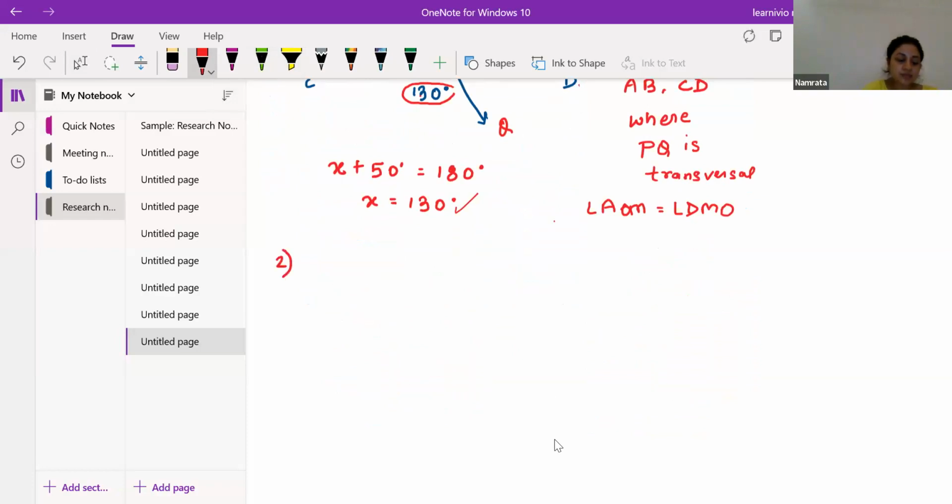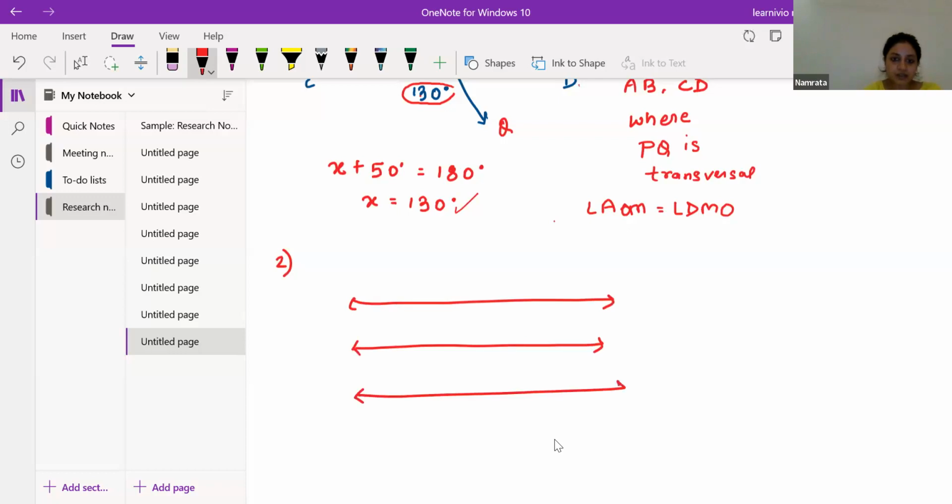So, in the figure, let me draw the figure first. Here we have one line, another line, and here a third line. Here are A, B, this is CD and this is EF. Here is a transversal, and here Y is there and Z is there.